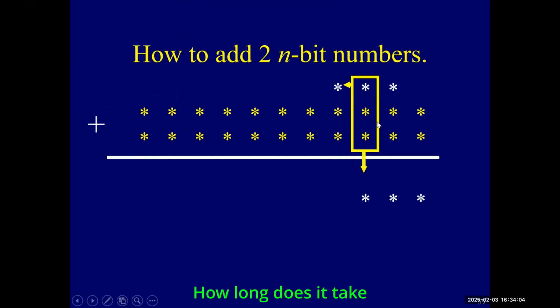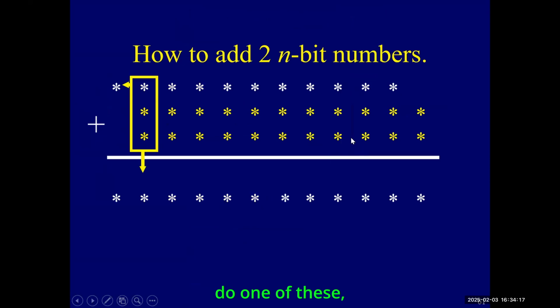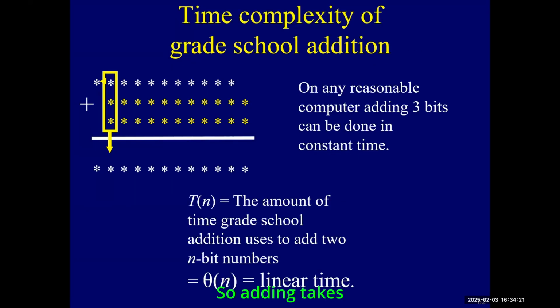How long does it take me to do one loop, right? To add these 3 and carry. One iteration takes me constant time. It's constant to do one of these, and I have to do n of them, right? So adding takes order n time, right?